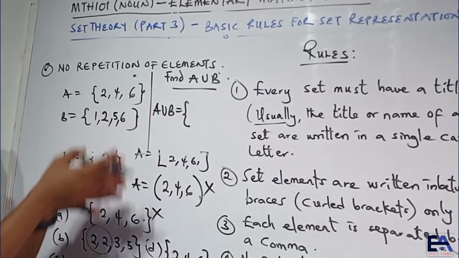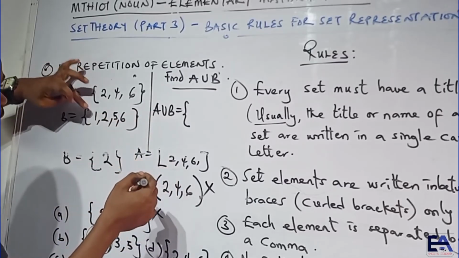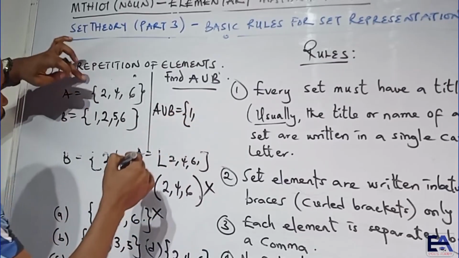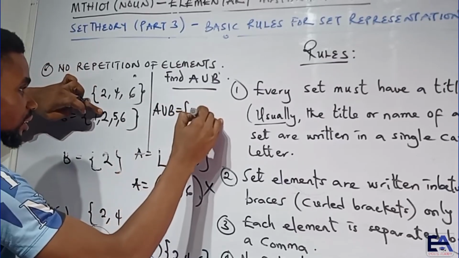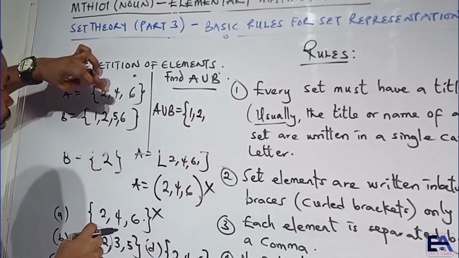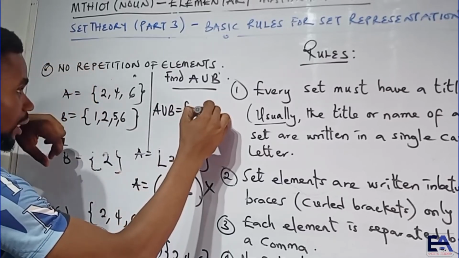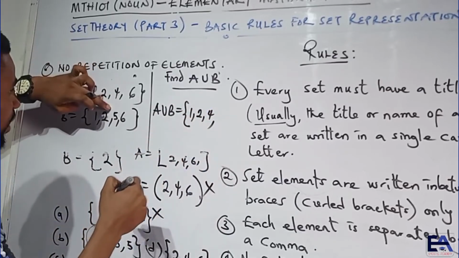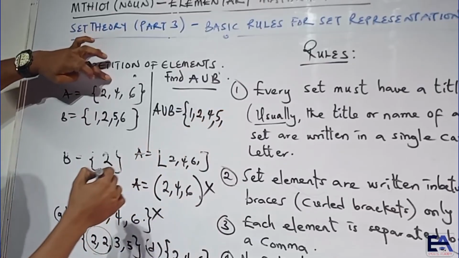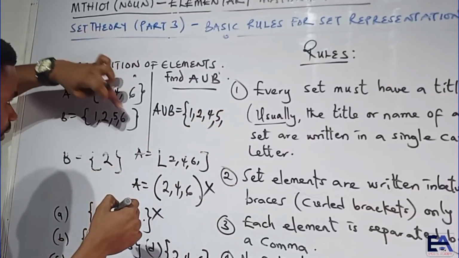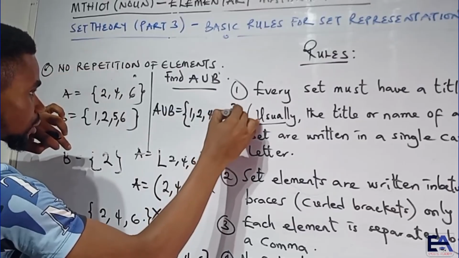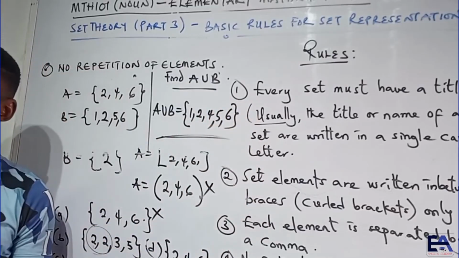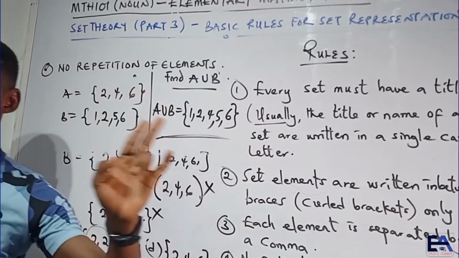So A union B. Okay, there is 1 here, there is no 1 here, so you write 1. There is 2 here and there is 2 here, it is only a single 2 you will write. There is 4 here, no other number like 4, so you write it. There is 5 here, 5 is not here. But there is 6 here and there is also 6 here, so it is only one 6 you write. And that is how it goes. So A union B will be 1, 2, 4, 5, and 6.